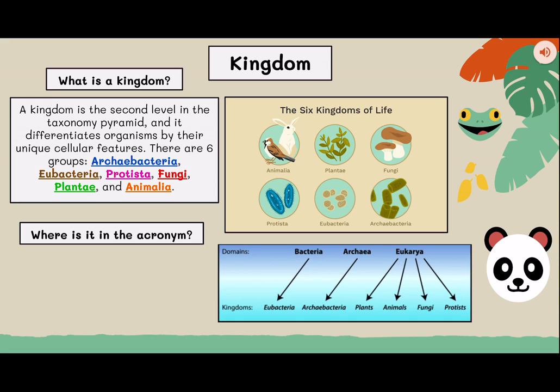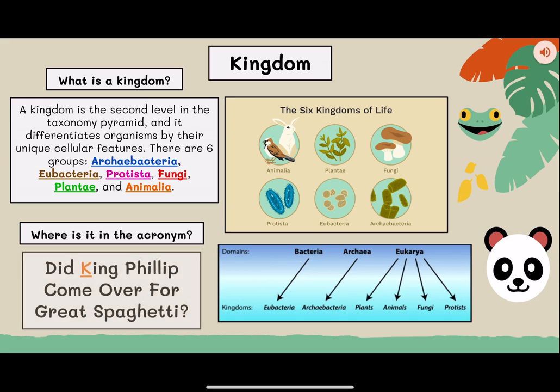Where is it in the acronym? Did King Philip come over for Great Spaghetti? It stands for the K, since it is the second level in the taxonomy pyramid.